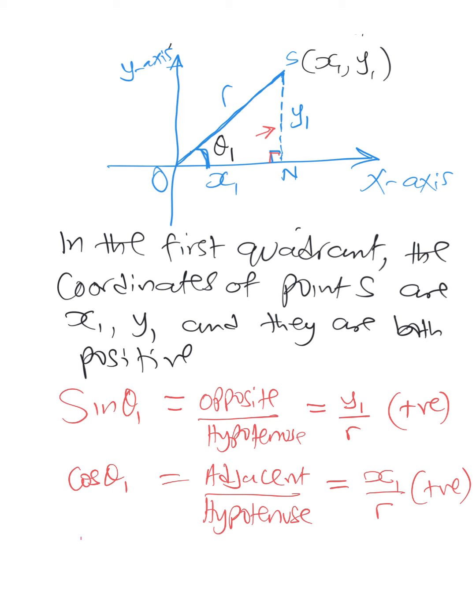What about the tangent of that angle theta 1? Tangent is the opposite divided by adjacent. The opposite is y1 divided by x1. Both x1 and y1 are positive, so this is also a positive ratio. So any angle between 0 and 90 degrees will always have positive ratios.